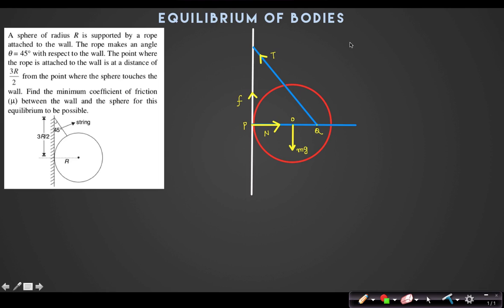Sir, how did we come to know that you took tension on this side of O, could we have taken it on this side? This is 45 degree, this is 90 degree. So if this length is 3r by 2, that base would also be 3r by 2, more than r. Isn't it 3r by 2? Oh, okay sir, yes sir.